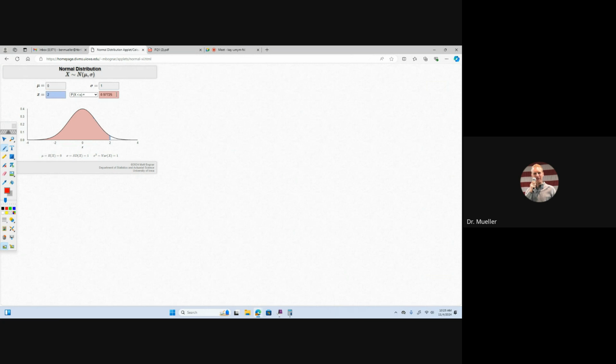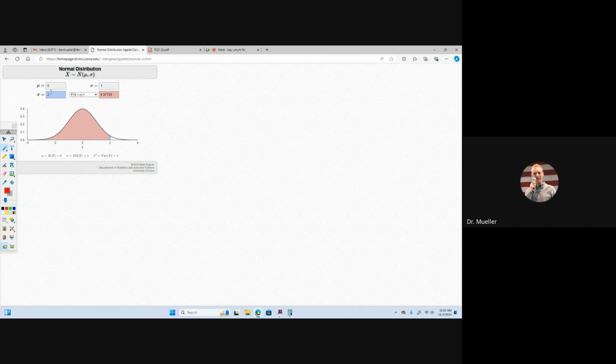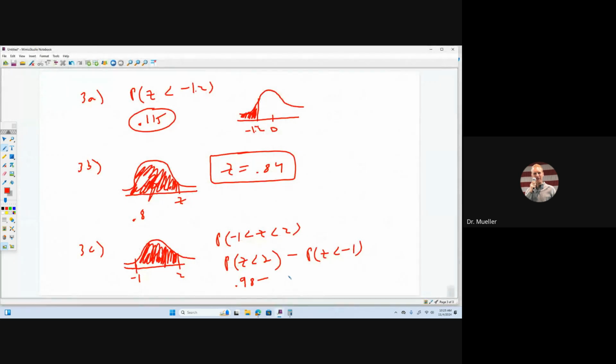So that would be 0.98. We're going to round that to 0.98. Minus the probability that Z is less than negative 1, which would be 0.16. So 0.98 minus 0.16 would be 0.82 for that one.